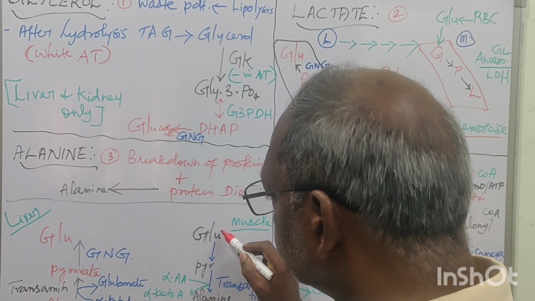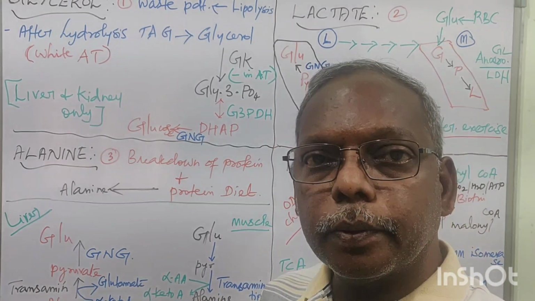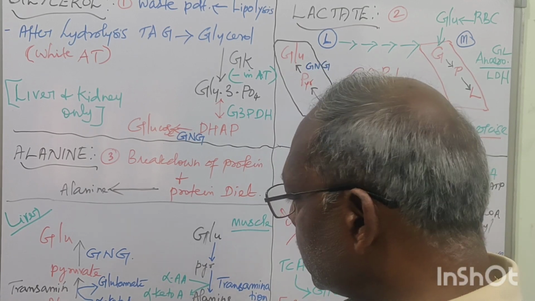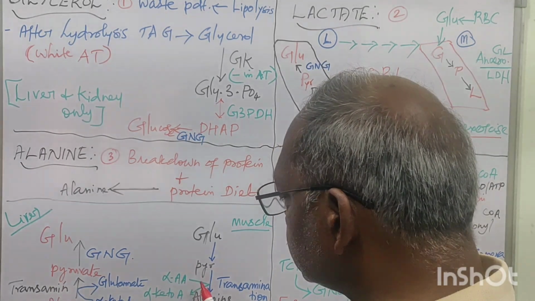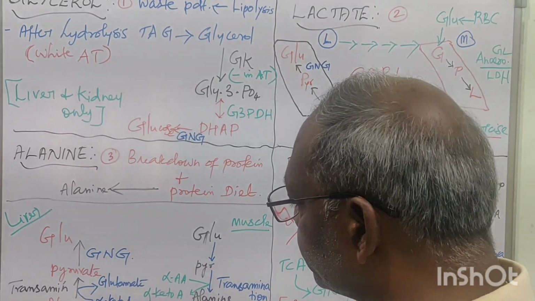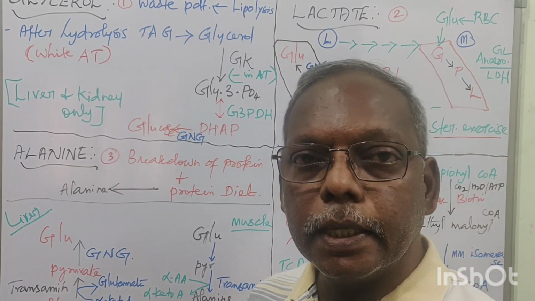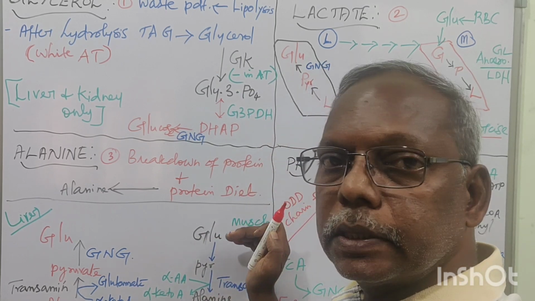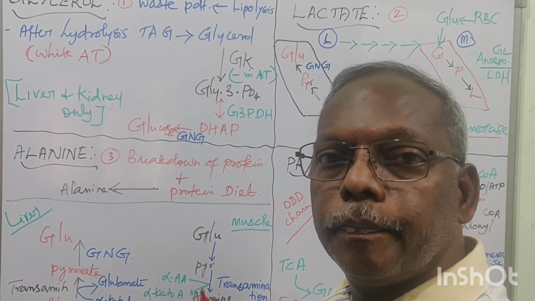See, in the muscle, glucose is converted into pyruvate. Pyruvate is again converted into alanine. How? An alpha amino acid goes for a transamination reaction and finally produces alpha keto acid and alanine. This is one transamination reaction that occurs in muscle and produces alanine.